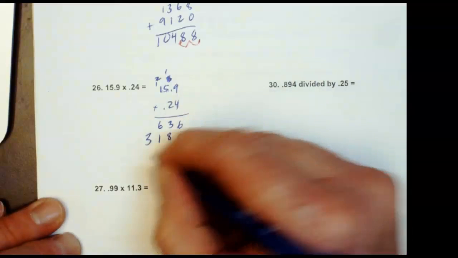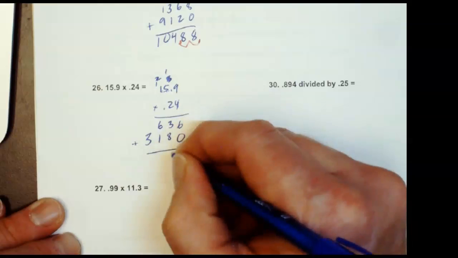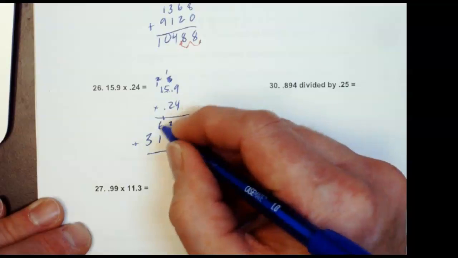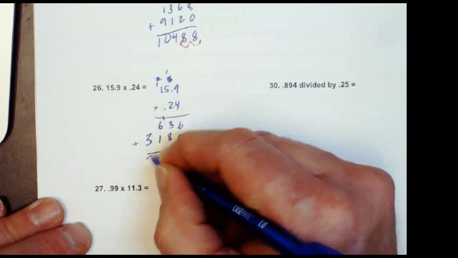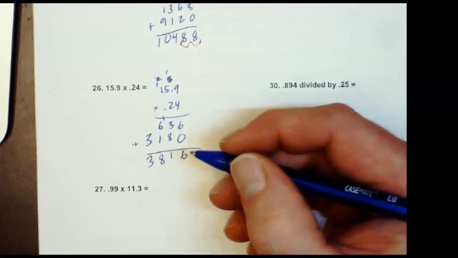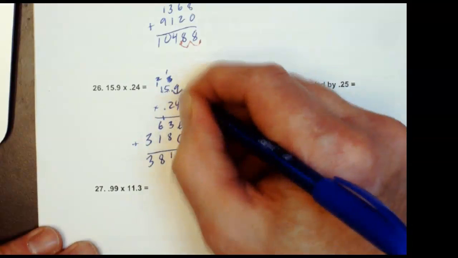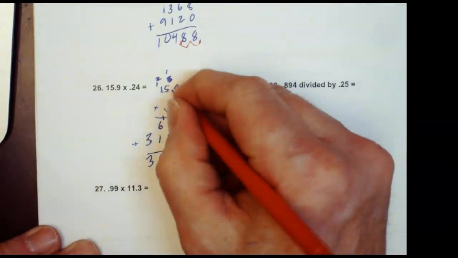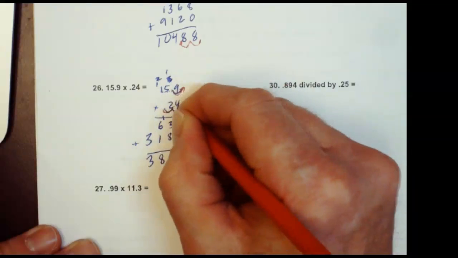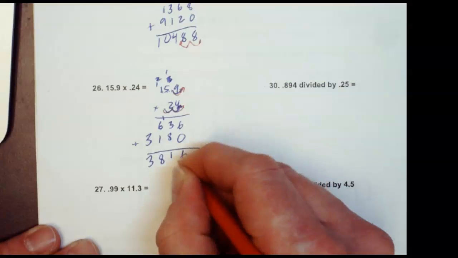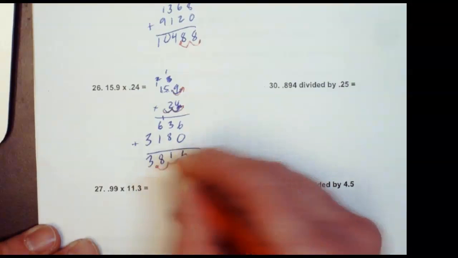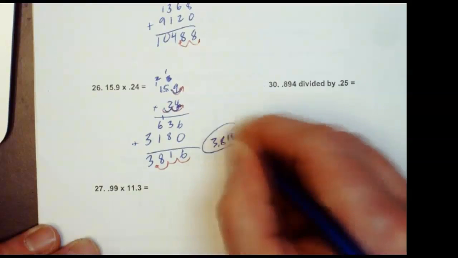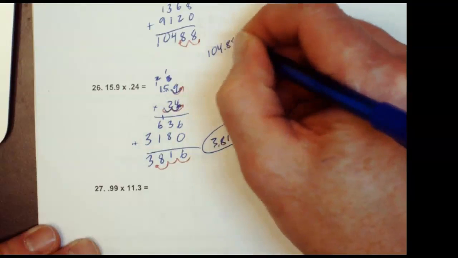Add these guys up. We've got 6. This is going to be 11, so there's the 1, and here's the 10 from the 11. This is 6, 7, 8. 3816, and we've got 1 decimal here, 2 decimals. Do that again in red so you can see it. So here's 1, 2, I got 3 decimal places. So I start at the end of the number, put them back in. I backed them out, now I'll put them right back in. So this answer is 3.816. This is 104.88.